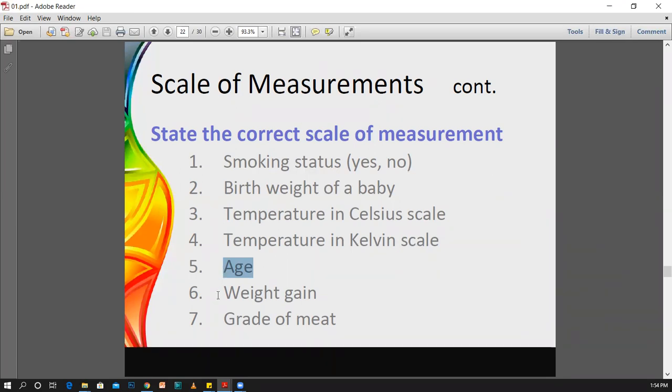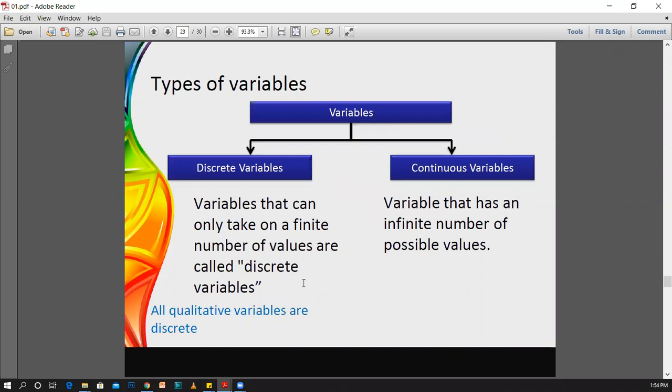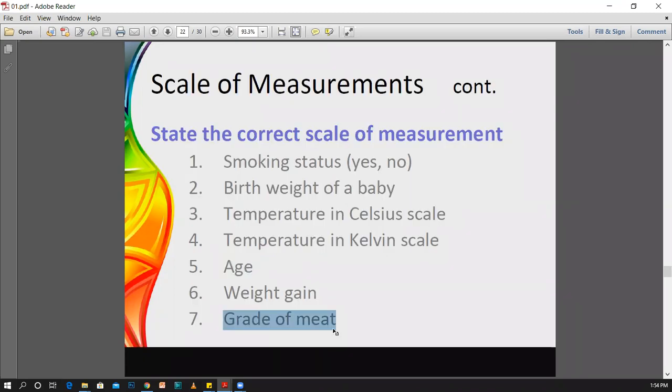Then weight gain? Weight gain, grade of meat. Grade of meat, what can we say? You can say the meat is good, or you can say the meat is bad. So you are having just categories, but they are in a logical order. Therefore, grade of meat can be considered under the ordinal scale. This is how you can identify the scale of measurement according to the situation or the variable that you are interested in.